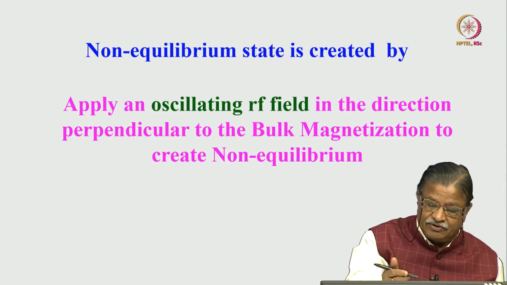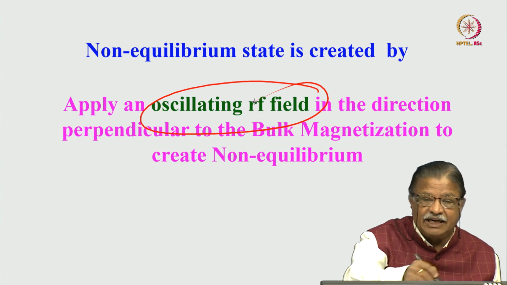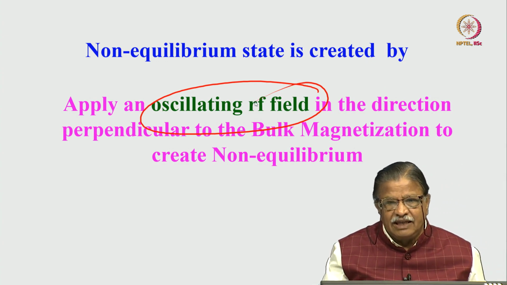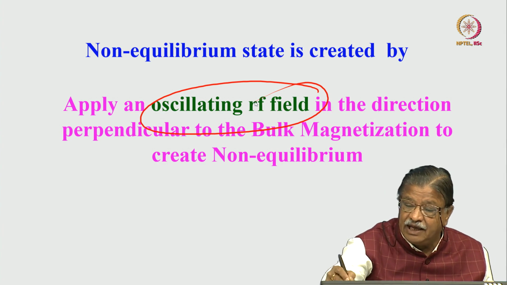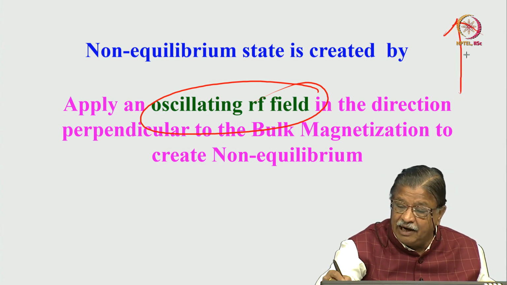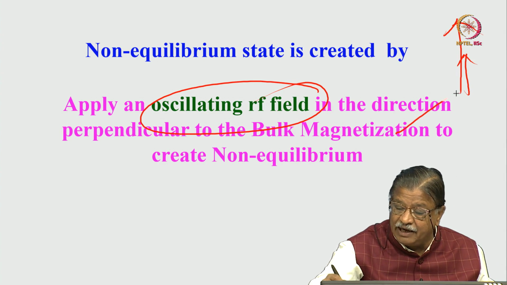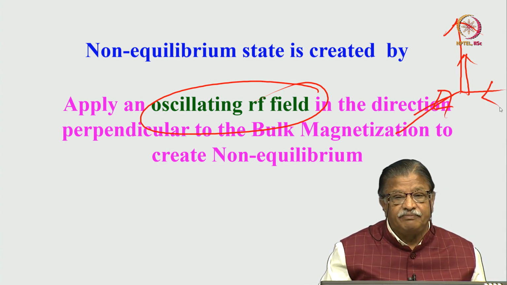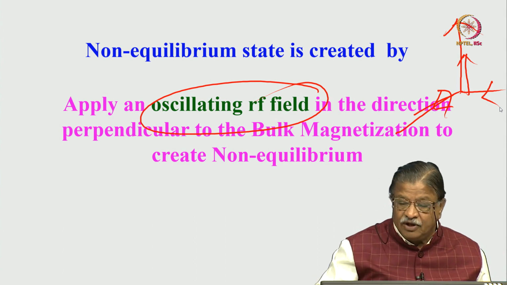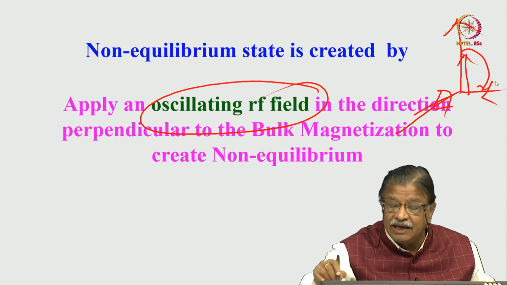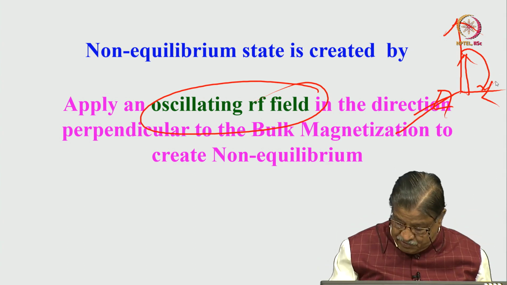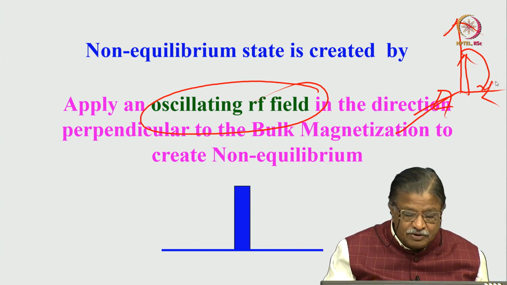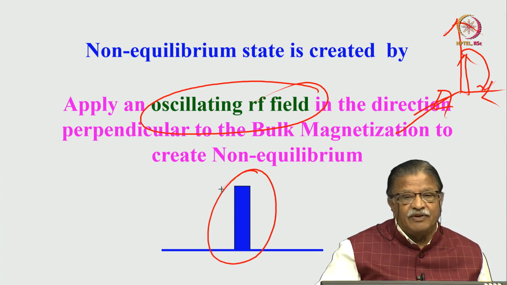That is by the application of an oscillating RF field in the direction perpendicular to the bulk magnetization. Let us say this is the z axis and the bulk magnetization is here. You have to apply in a direction perpendicular to it, either along the x axis or y axis, an RF pulse, so that the bulk magnetization can be tilted. There you create a non-equilibrium state, you perturb this spin system. Okay. How do you do that? By applying a radio frequency pulse.